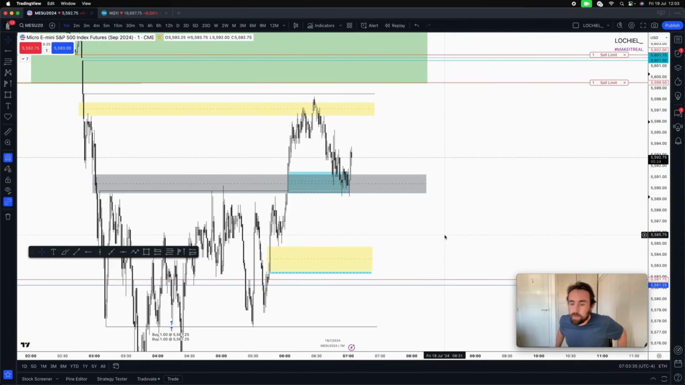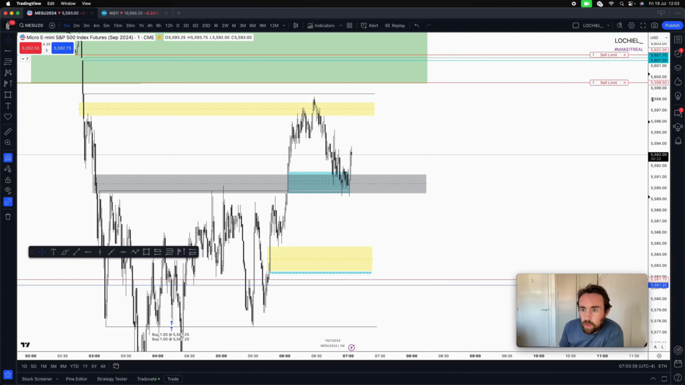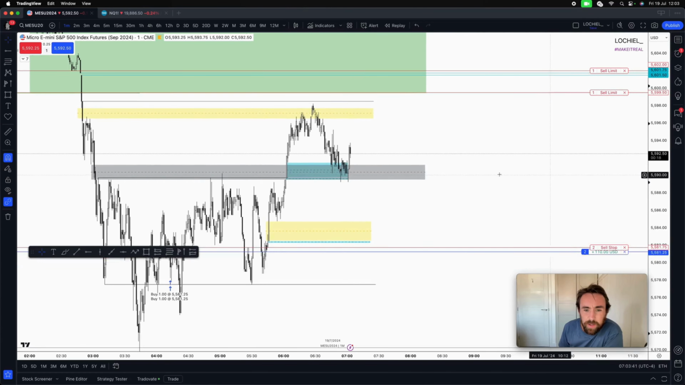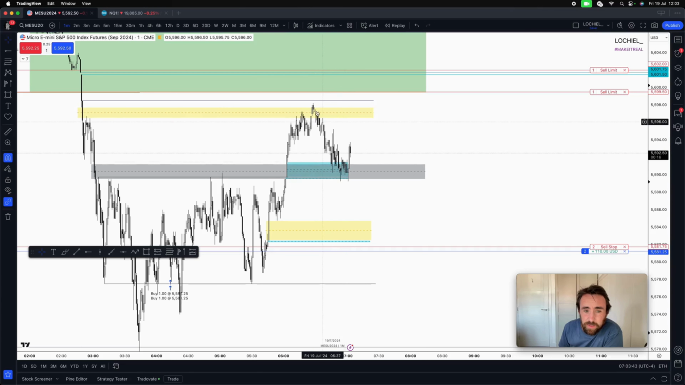Just after 7 AM New York time, 12 UK time, and exactly as I said, guys, I felt like this would be the trouble area, and we've returned to this area. We've now taken out that little void, wicked into it again, then moved away.